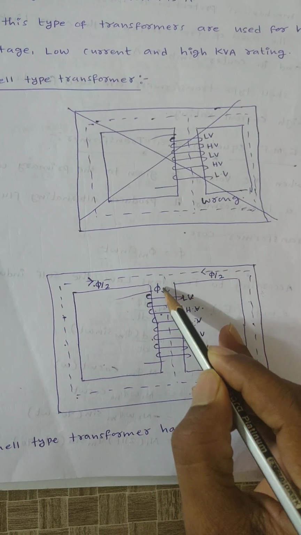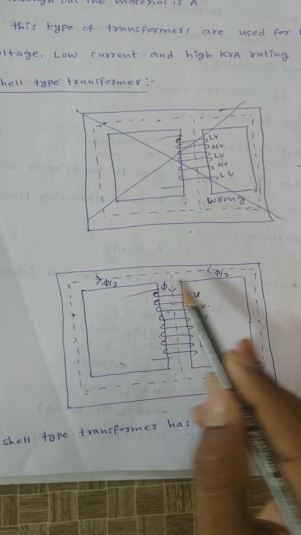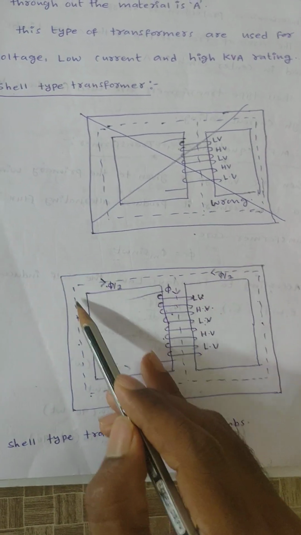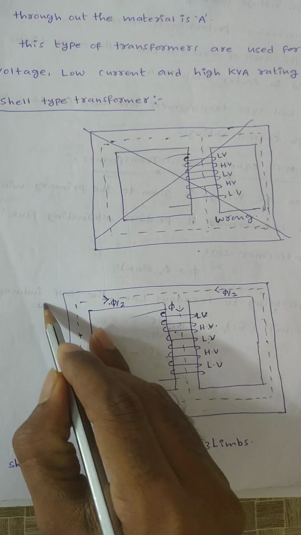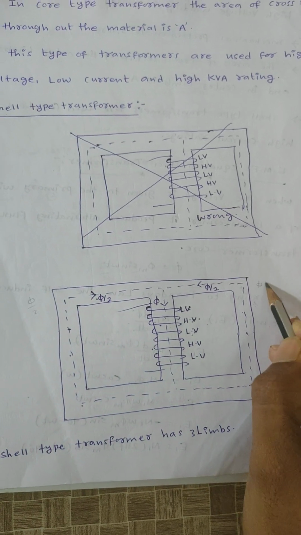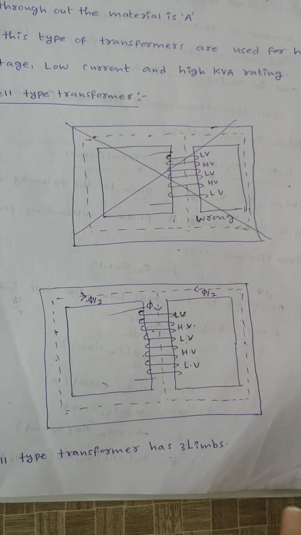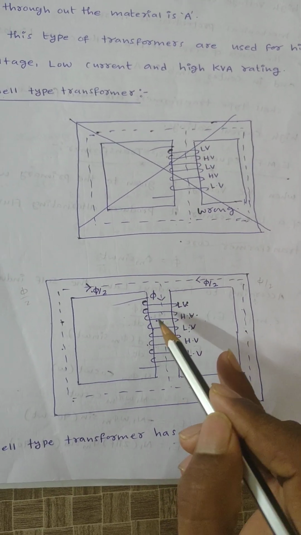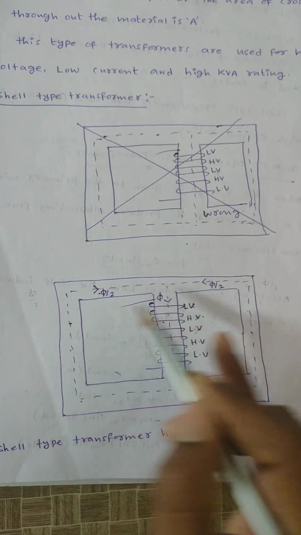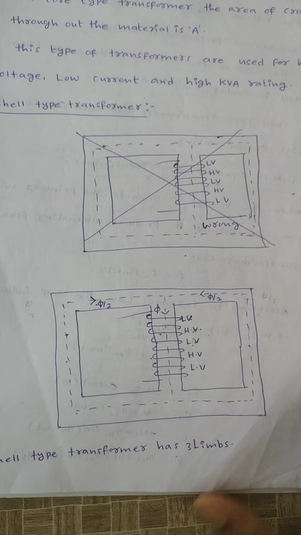Now the total flux is divided into phi by 2 and phi by 2. That means each outer limb has a flux of phi by 2, and the inner limb has a flux of phi. That means the center limb requires a cross-sectional area of A, and these two outer limbs require a cross-sectional area of A by 2.